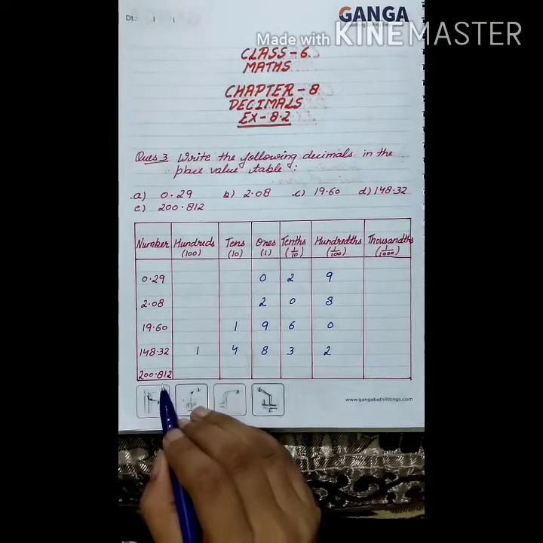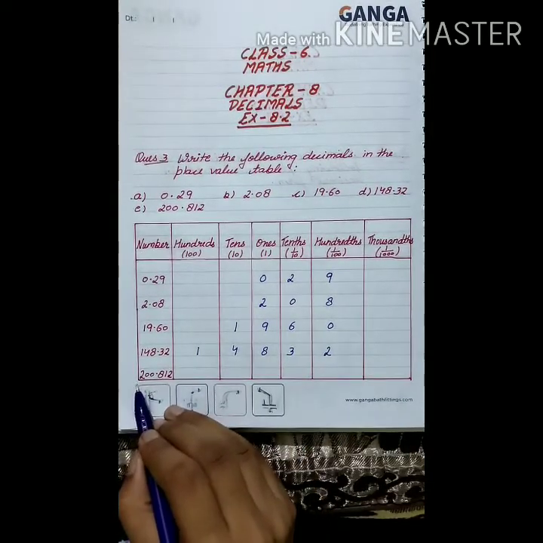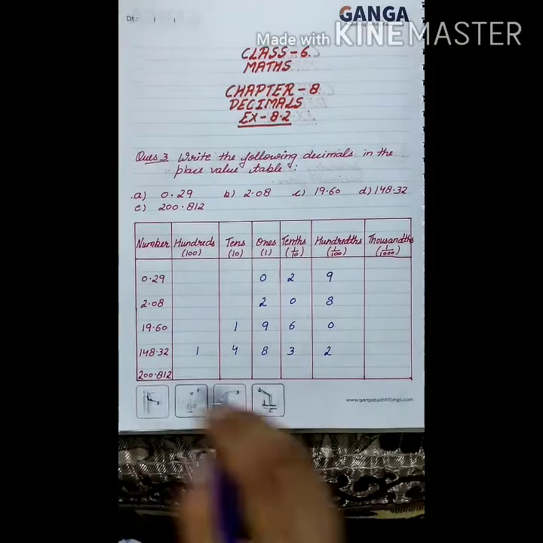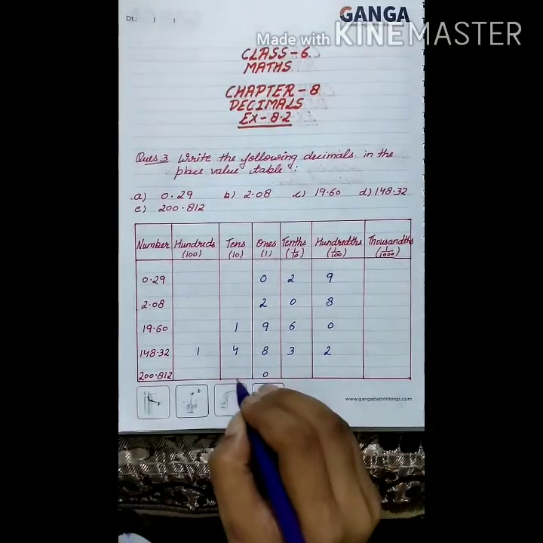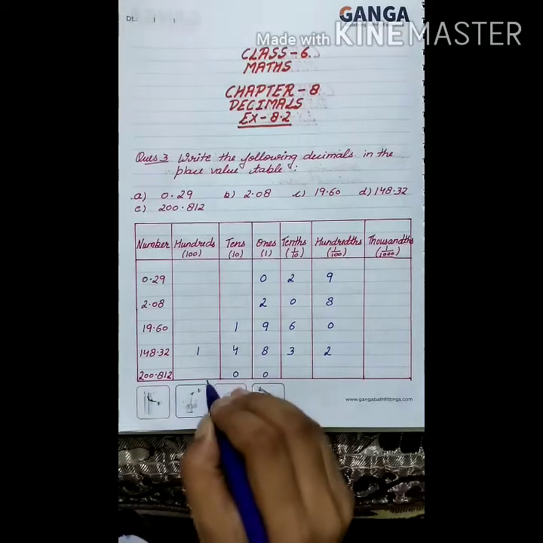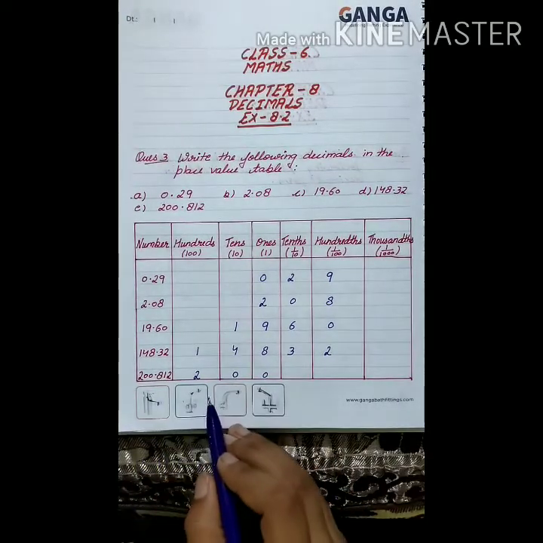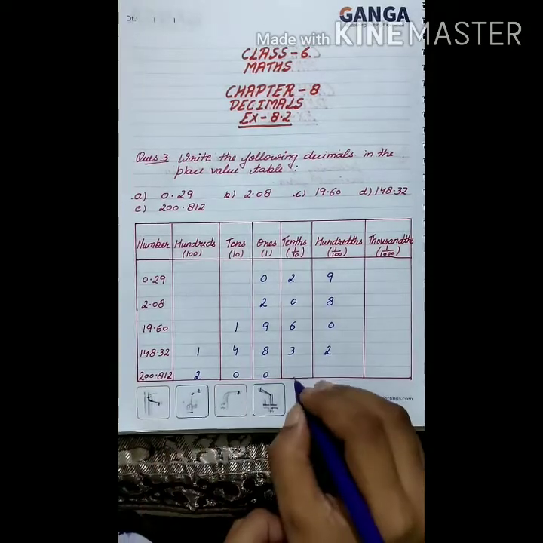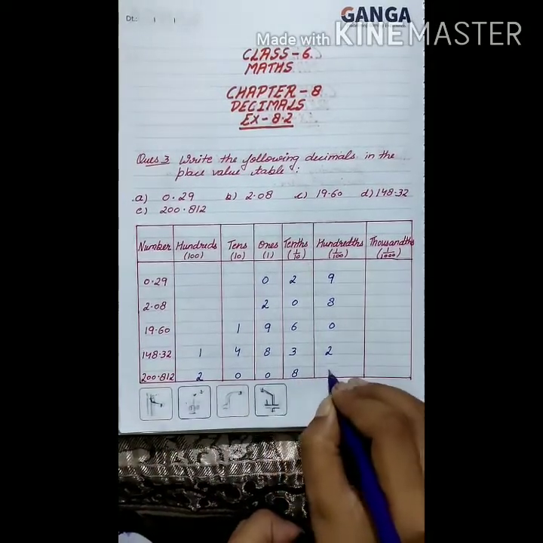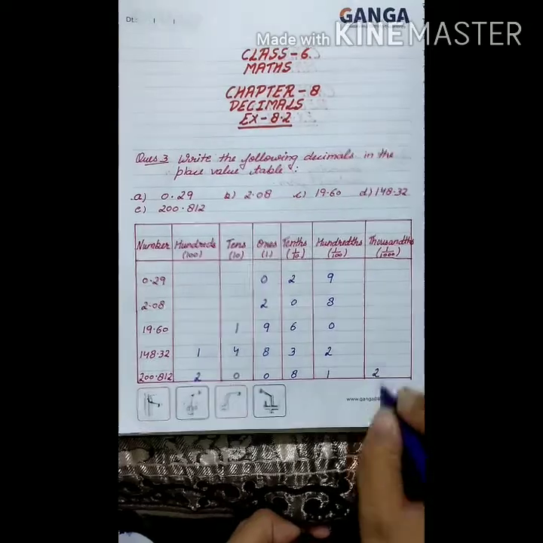Fifth, 200.812. Here we have 3 digits to the left of the decimal point, so we start from 0. Write 0 at ones, then 0 at tens, and then 2 at hundreds. Now we have 3 digits to the right of the decimal point, so we start from 8. Write 8 at tenth, 1 at hundredth, and 2 at thousandth.